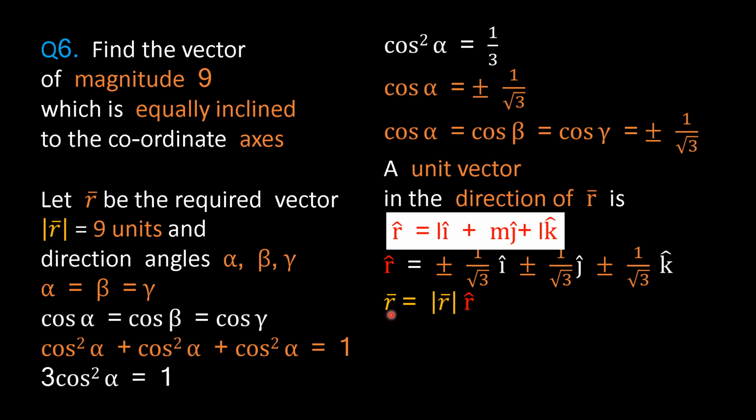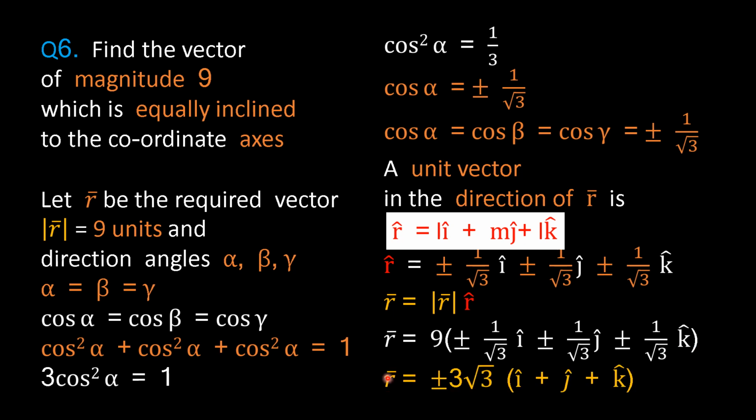But we have r bar equals mod r bar times r cap. So therefore the required vector r bar will be 9 times plus minus 1 by root 3 i cap plus minus 1 by root 3 j cap plus minus 1 by root 3 k cap. So the required r bar vector will be plus minus 3 root 3, because 9 by root 3 is 3 root 3, times i cap plus j cap plus k cap. So this is the first section of three-dimensional geometry.